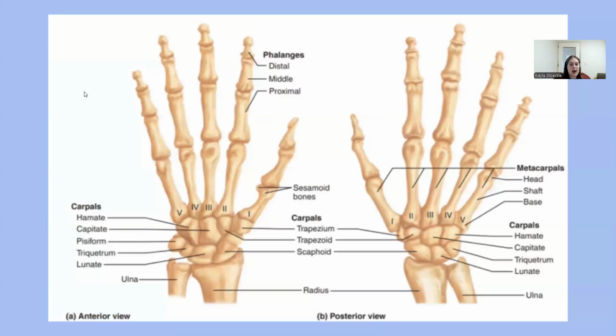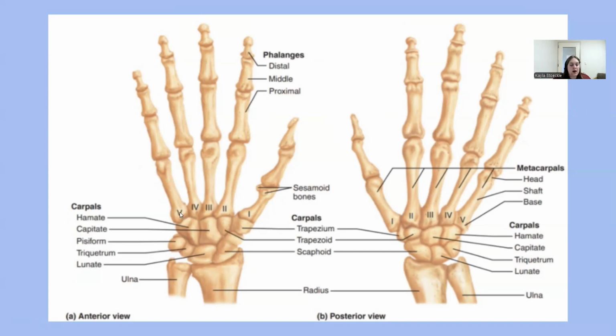So next we have the carpals, metacarpals, and the phalanges. So the carpals, you have the hamate, capitate, trapezoid, and trapezium on the distal row, and on the proximal row, you have the pisiform, triquetrum, lunate, and scaphoid. And so those are going to be your 8 carpal bones, and those are going to attach to the ulna and the radius.